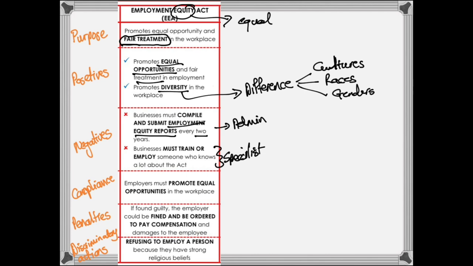Employers must promote equal opportunities. So when they advertise positions, when they do promotions, every person, regardless of what their status is, their culture is, their race is, their gender is, every person must get an equal opportunity. And that is what employment equity is all about. It's about equal treatment and equal opportunities for all employees in the business.